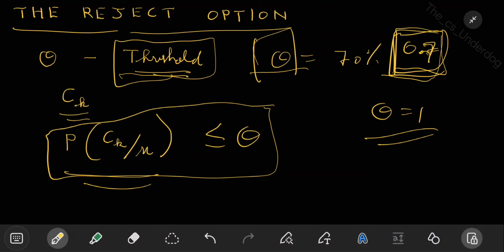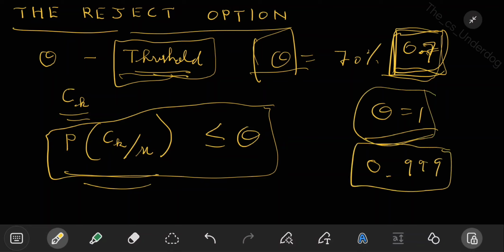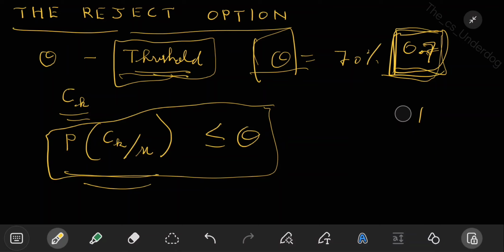All the options will be rejected, because if you have 2 or 3 classes, and let us say even if one class is having probability of 99.9%, 0.999, still because your theta is 1, it will say, see, it doesn't cross the threshold, so I can't classify. And the same case, what if you put theta equal to 1 by k, or let's just say less than 1 by k.